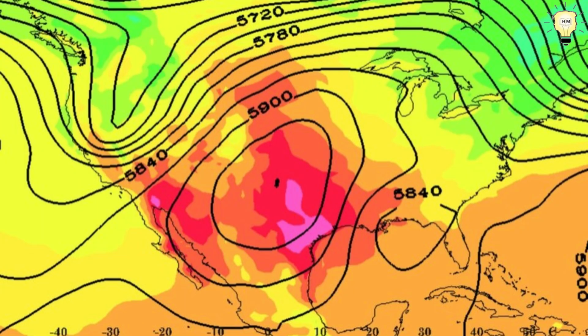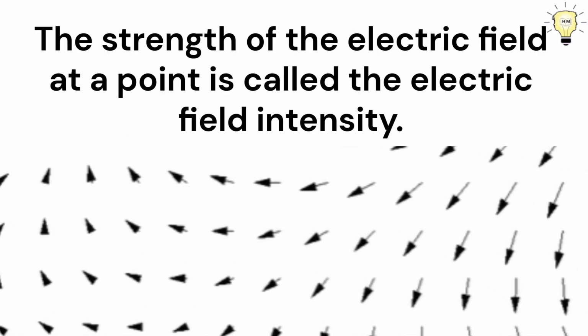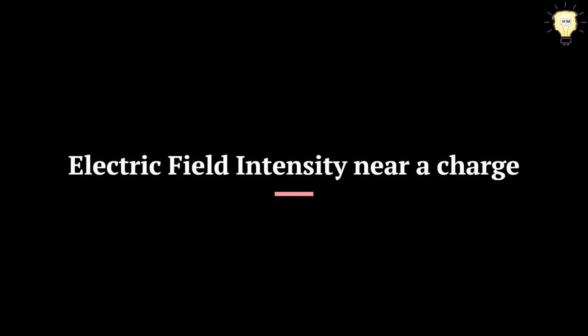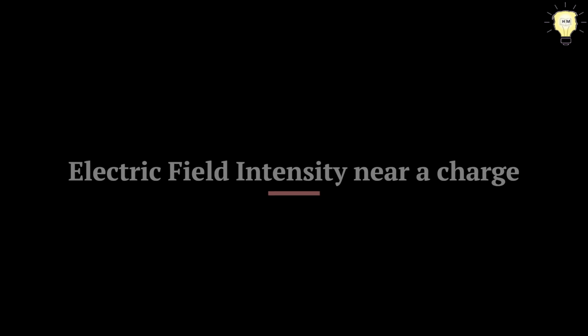A temperature field is a scalar field, only magnitude, no direction. But an electric field is a vector field. It has both magnitude and direction at every point. The strength of the electric field at a point is called the electric field intensity. It varies from point to point, as indicated by arrows of different lengths. Let's try to find electric field intensity near a charge.